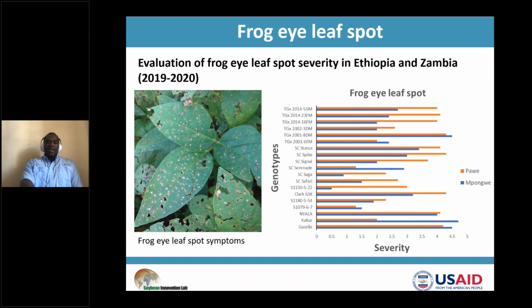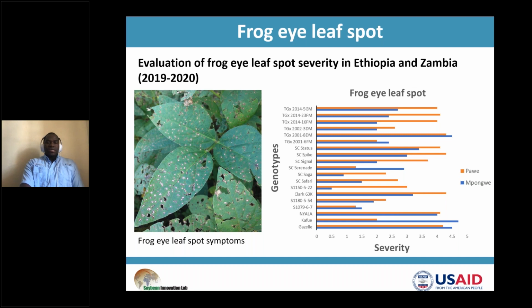So next is frog eye leaf spot. This is another important disease that has been recorded elsewhere in the world, and also we found it in Africa. It causes yield loss of up to 30% and affects germination of soybean, the seed germination, because it's seed borne. In this case, we compared about 20 entries of soybean in the Pan-African variety trials that were common both in Ethiopia and Zambia.